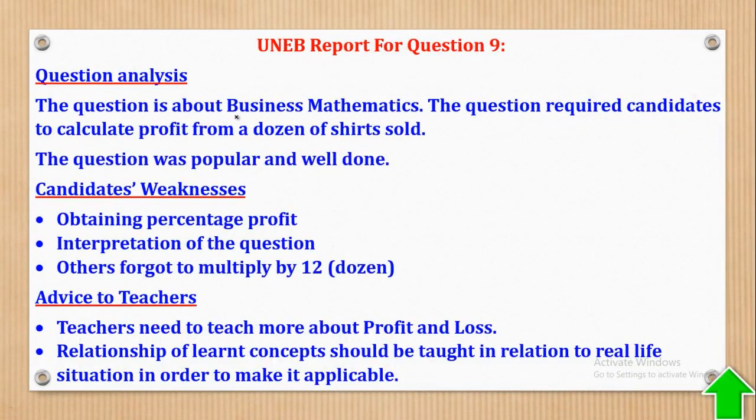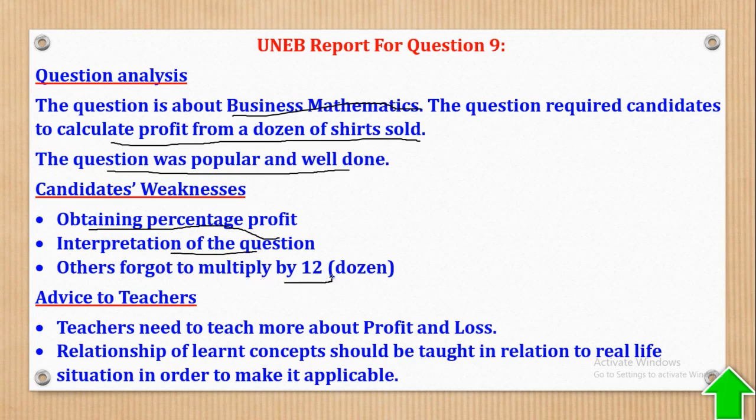So the question was about business mathematics, and the question required the candidates to calculate profit from a dozen shirts sold. The question was popular and well done. However, the weakness is that obtaining percentage profit was a weakness to many candidates, and also interpretation of the question was a weakness, and other candidates forgot to multiply by 12 to get the dozen.